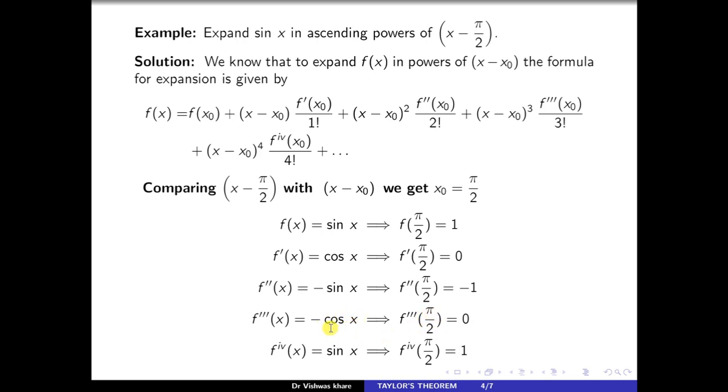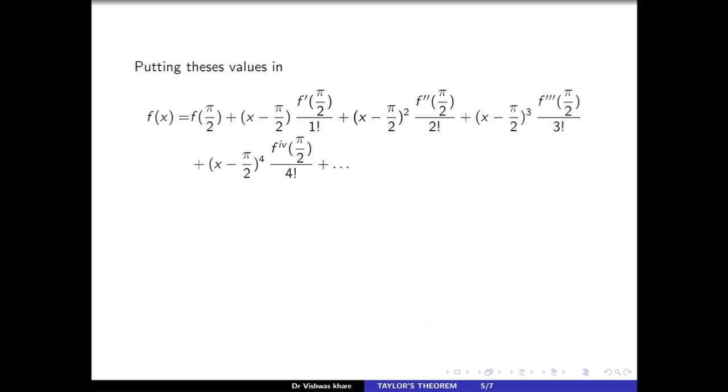The derivative of minus cos x is sin x, so f4(x) is sin x, so f4(π/2) is 1. So all these values we have found. Now putting these values in this formula, f(x) is equal to f(π/2) plus (x minus π/2) f'(π/2) divided by 1 factorial, and so on.